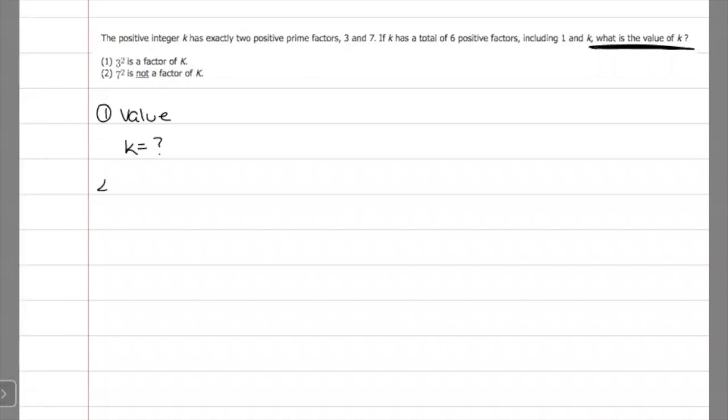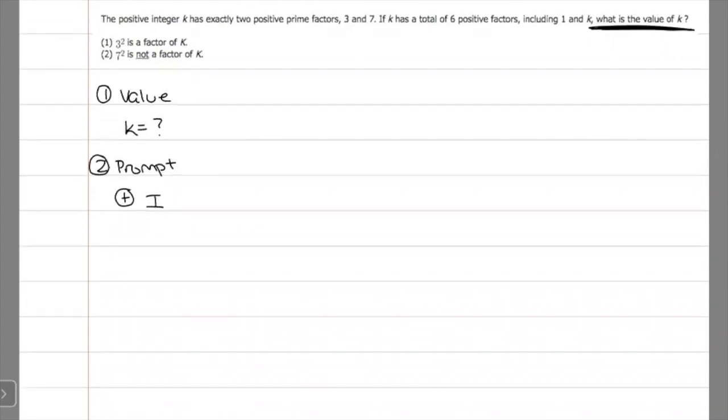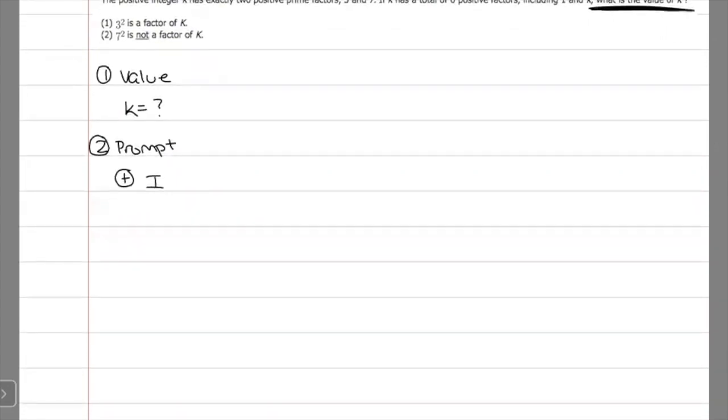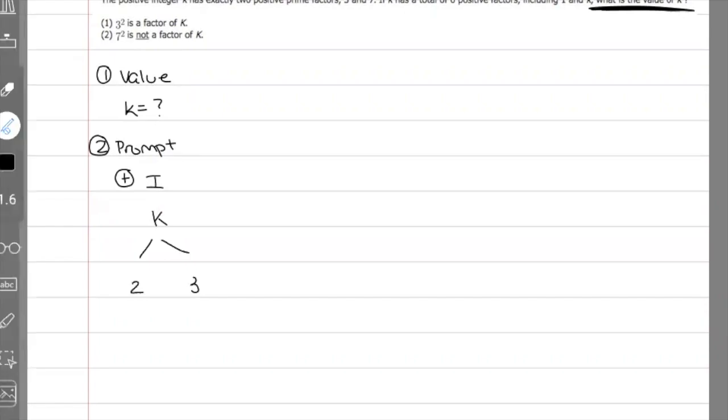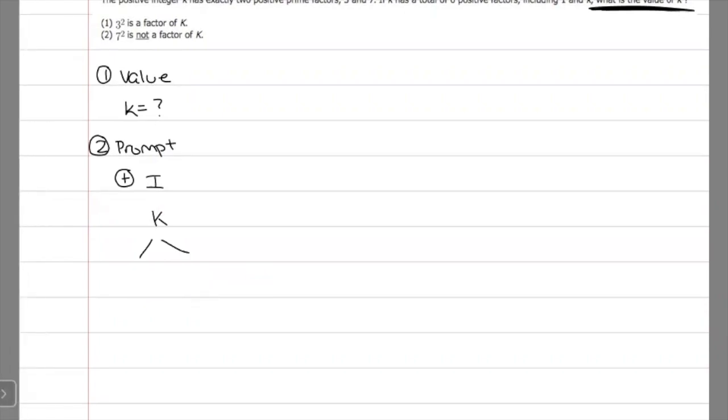And if we now look at the prompt, we know that it's a positive integer. So anytime I see that, I just write plus I, just a way to remind myself that we're dealing with only positive integers, because that might be relevant later. And we know that it has 2 prime factors. So prime numbers are 2, 3, 5, 7, and so on. And they said exactly 2 prime factors, so that means that there's no others. Sorry, I meant to write 3 and 7 here. So that's implying that, for example, 2 and 5 are not going to be factors, as well as any other prime number.